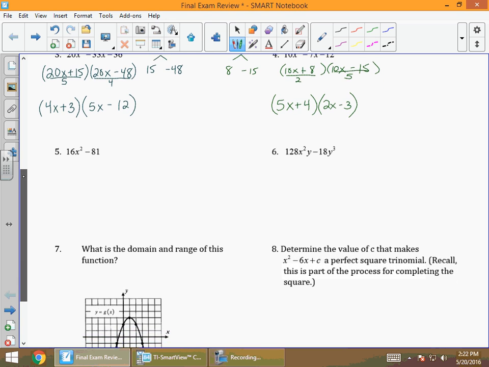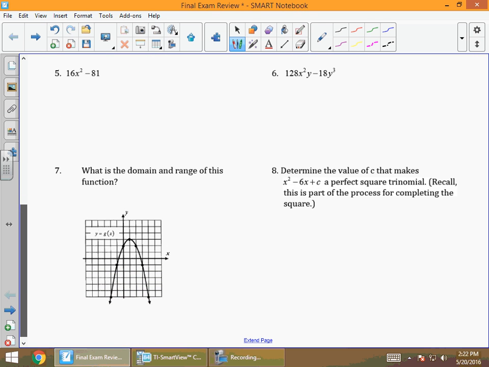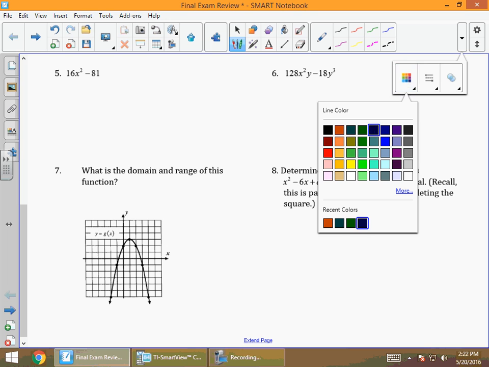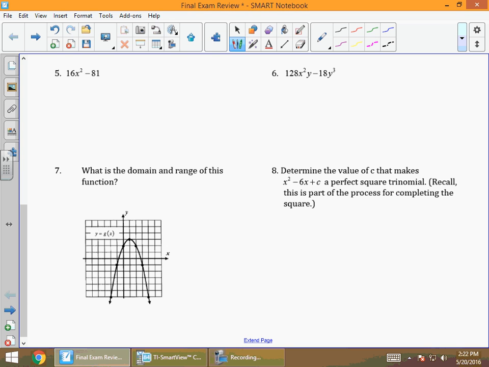Number 5 is a two-term expression. So I'm thinking either difference of squares or sum and difference of cubes. And this happens to be two perfect squares. So two perfect squares factor real easy. Square root of the first term, so the square root of 16x squared is 4x. So I'll do 4x in the front of both. And the back is the square root of 81, which is 9, goes in the back of both. One gets a plus, one gets a minus. And that is factored.